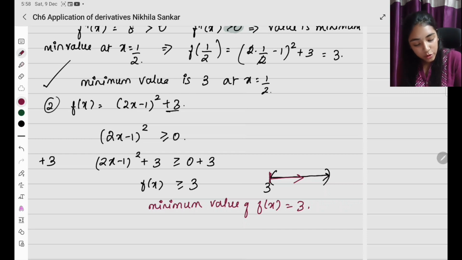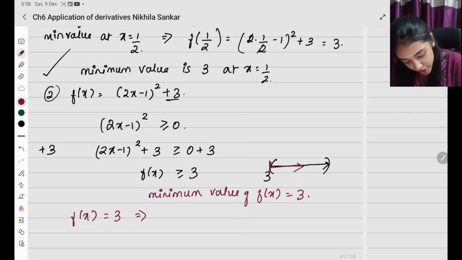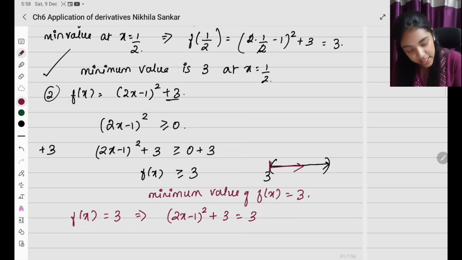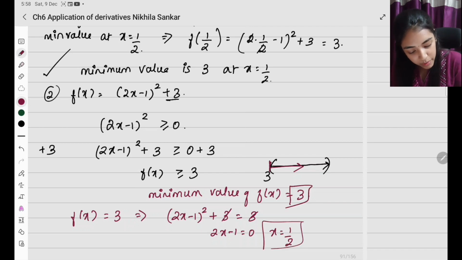And where is the value going to be 3? When I substitute, if I know that f of x or the minimum value is going to be 3, so when I substitute that in the question, I have 2x minus 1 the whole square plus 3 equals 3. I need to find for which value. So 3 cancels, I have 2x minus 1 equals 0, x equals half. So at x equals half, my minimum value is going to be 3. So this is my method 2.